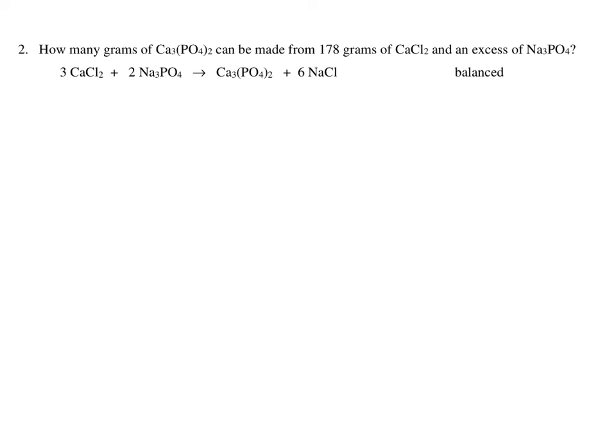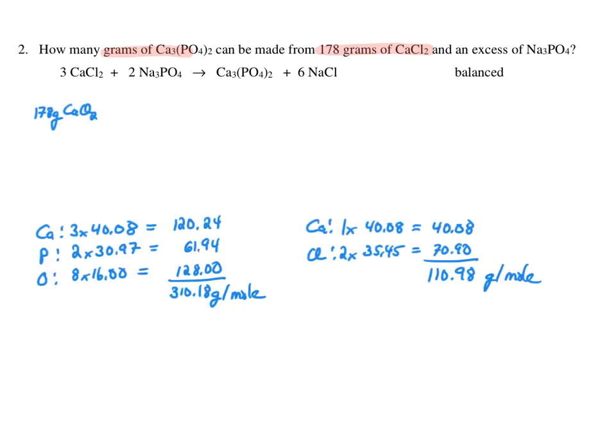Straightforward stoichiometry problem, mass to mass. We're going to need the formula weight of each of these compounds. All right, now we start with the measured number we're given in the statement of the question, 178 grams of calcium chloride. We have to convert that to moles so that we can compare it to calcium phosphate.